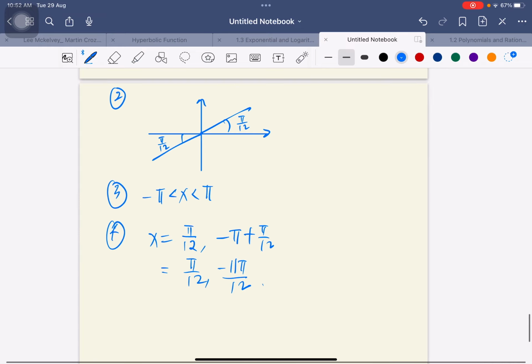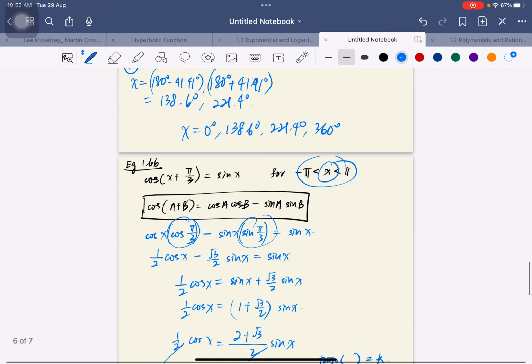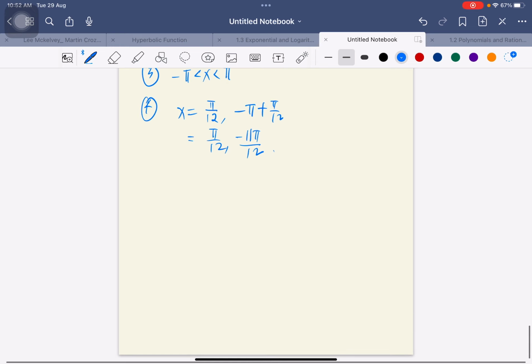Okay, this will be example 1.66. And let's look at example 1.67.